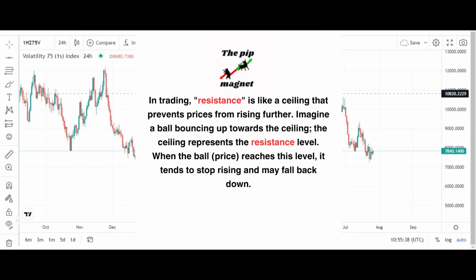So in trading, resistance is like a ceiling that prevents prices from rising further. Imagine a ball bouncing up towards the ceiling. The ceiling represents the resistance level. When the ball, which is price, reaches the level, it tends to stop rising and may fall back down.